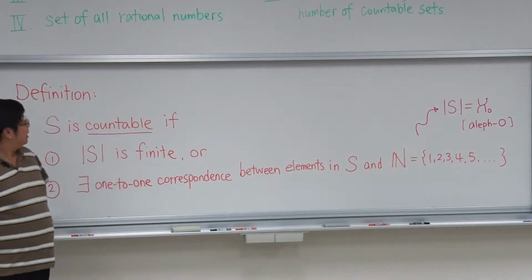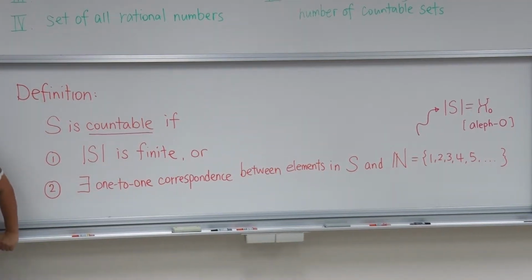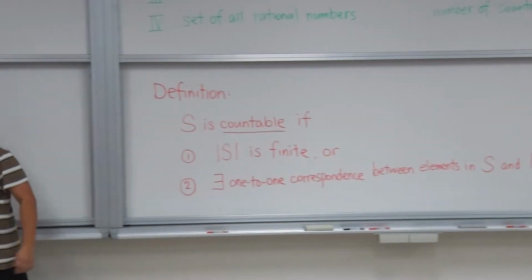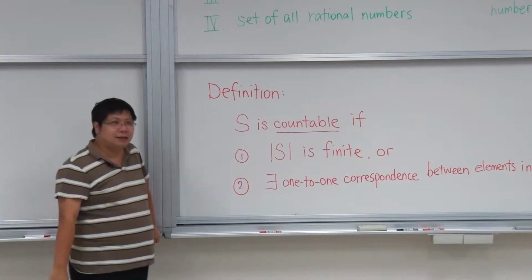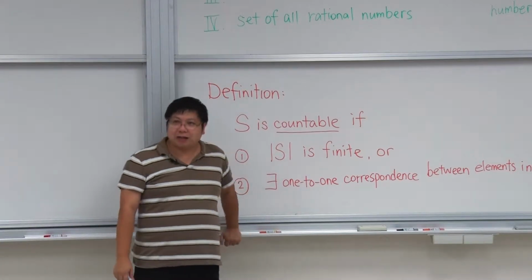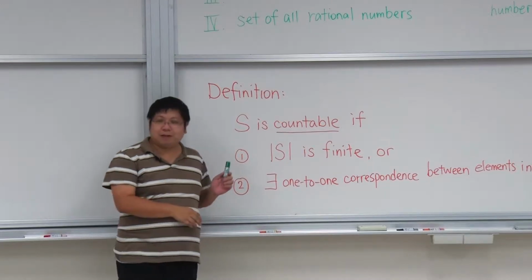Now, so we are going to prove this result. The set of real numbers is an uncountable set. So we need to define what is meant by countable and what is meant by uncountable. So here, this is the definition.